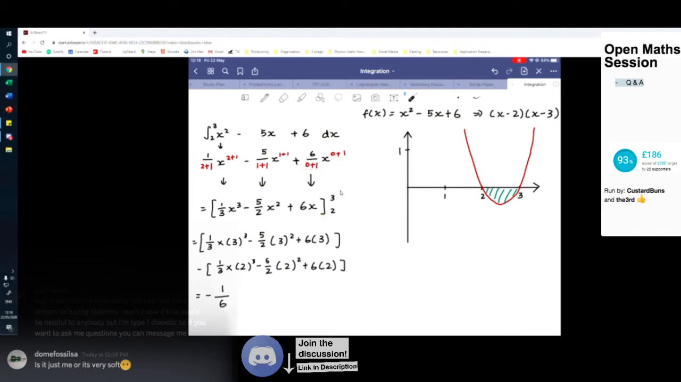In this case, we have our upper and lower bounds to be 3 and 2. And we just substitute that in as shown in the lines below. And it evaluates to minus 1 over 6. So yes, the answer we get is minus 1 over 6, right? But the area is positive always. So we'd just say that the area below the graph is 1 over 6.